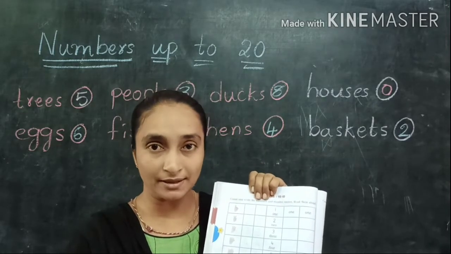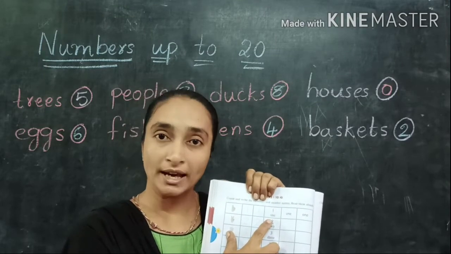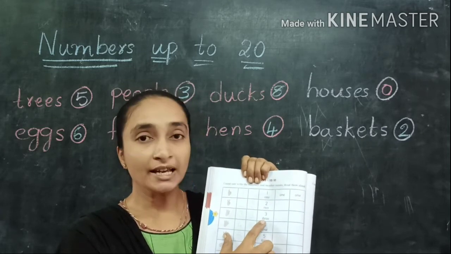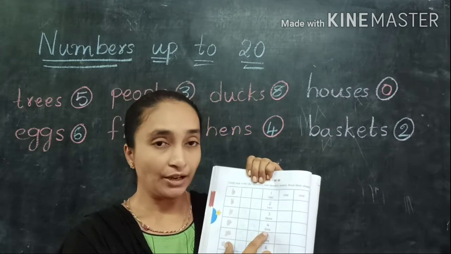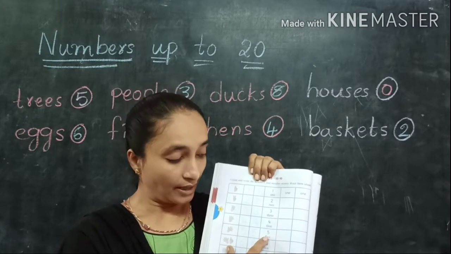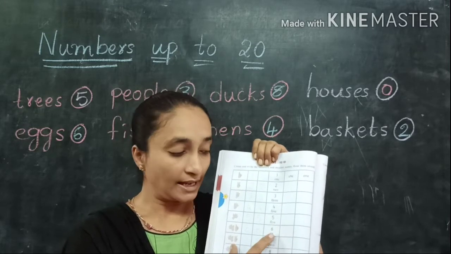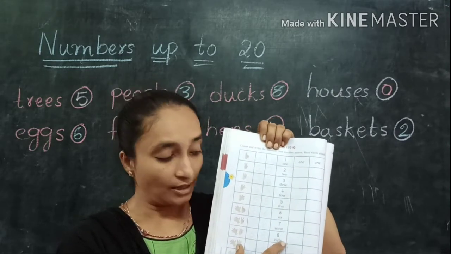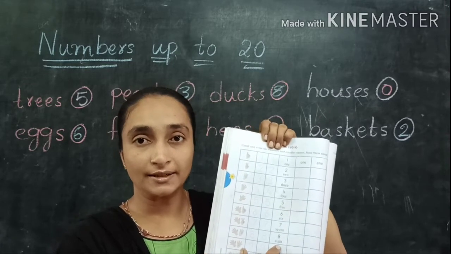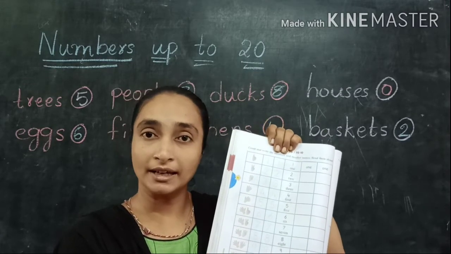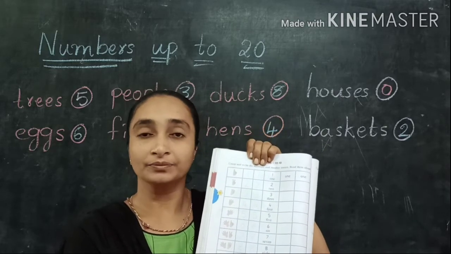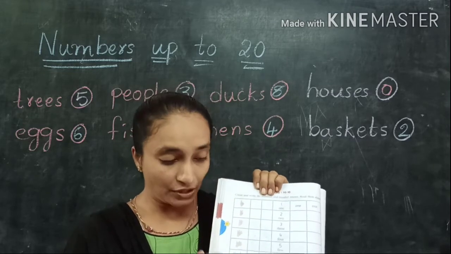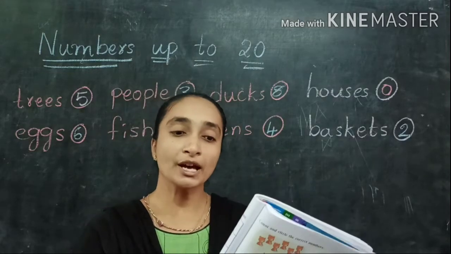So let us read the spellings one more time. Say all of you. O-N-E, 1, T-W-O, 2, T-H-R-E-E, 3, F-O-U-R, 4, F-I-V-E, 5, S-I-X, 6, S-E-V-E-N, 7, E-I-G-H-T, 8, N-I-N-E, 9, T-E-N, 10. So you have to practice all these number names in your textbook. Page number 78. Now here we go to the next page.